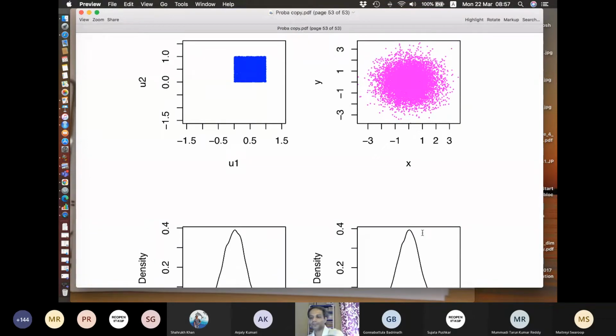So before we go for this study of the transformations, do you have any query related to bivariate normal? Any query?